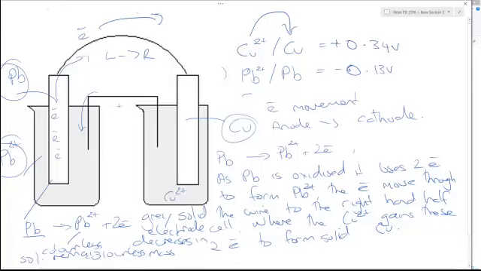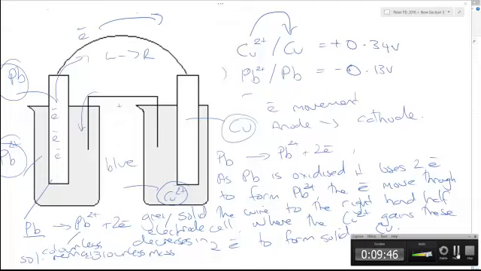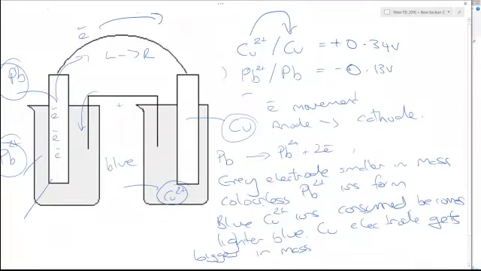And on the right-hand side, this copper 2+ is blue in colour. So I've just rewritten that to show some observations. The blue copper ions get consumed, so it becomes lighter blue. The copper electrode gets bigger in mass, and that's more of an orange, reddish colour that forms. So those are the observations. You should be able to link those to the species as well.